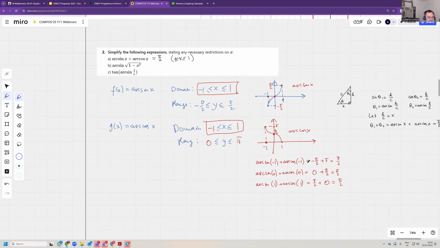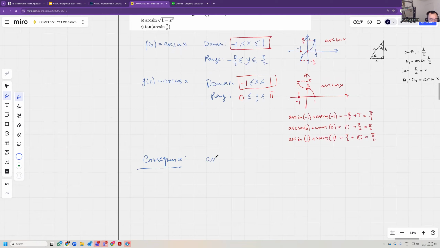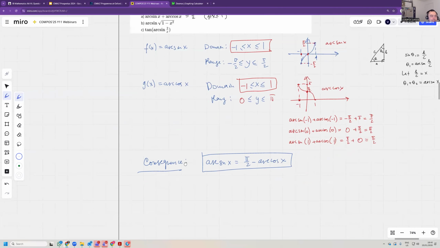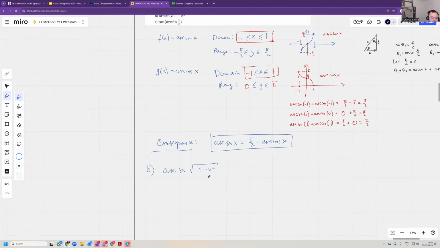And that leads to an interesting thing. One consequence of that is that arc sine x is equal to pi over 2 minus arc cos x. Okay. B. Arc sine square root of 1 minus x squared. We need to simplify that.